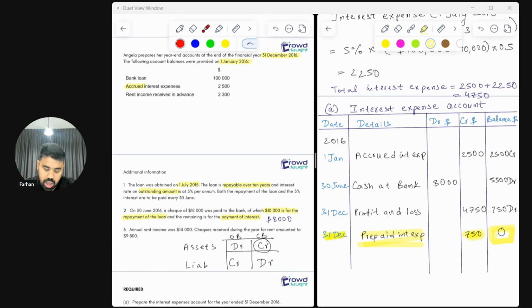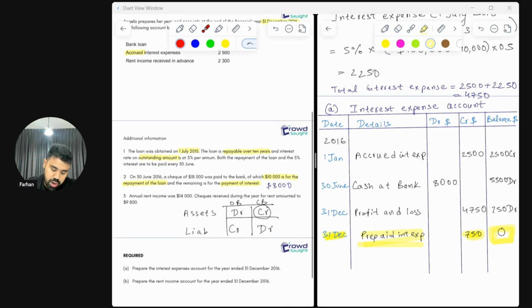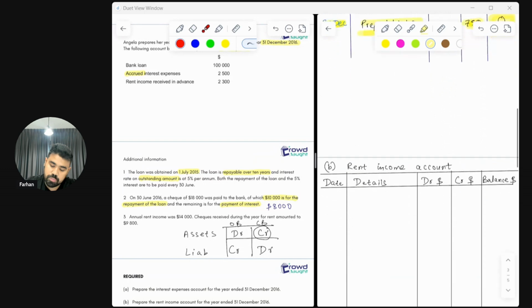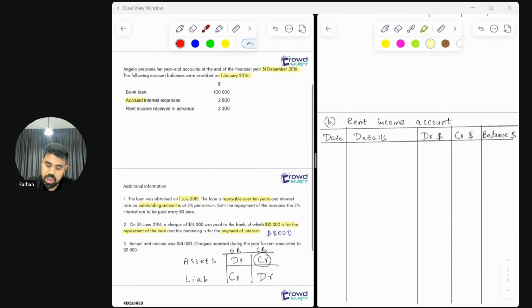Now we will prepare the rent income account. Now, I have already prepared the outline here, and I'm going to do it with you. So let's see what's going on. First of all, we'll start with the opening balance that we are given at 1 January 2016. And we are given the balance for rent income received in advance. Isn't that so? Rent income received in advance.